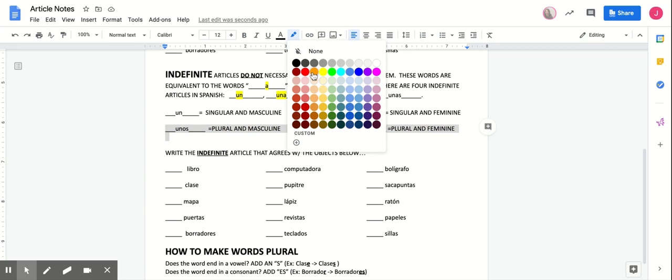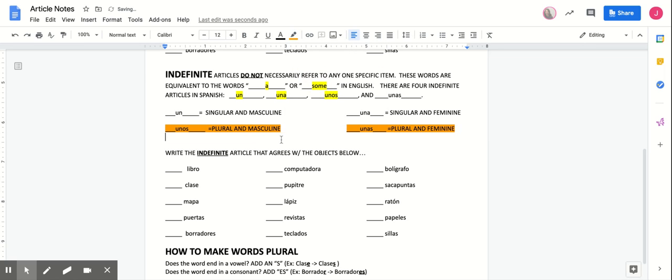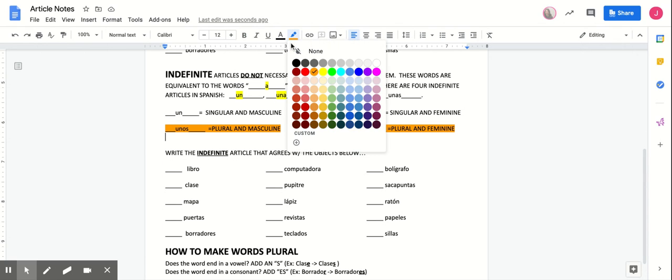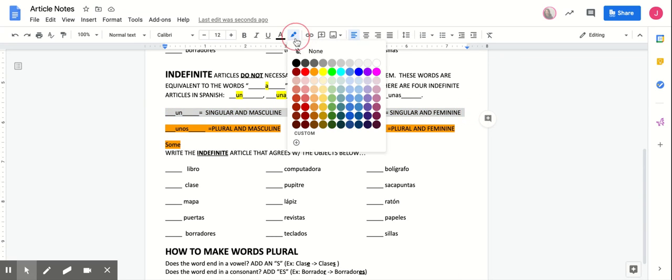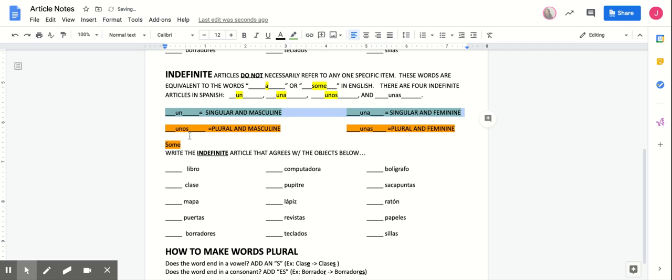All right, I'm going to go ahead and highlight these. I'll highlight them in orange because they mean some. All right, and I'm going to highlight that. Now, the ones that I'm highlighting in, let's see, let's do green. So these ones are going to mean A in English. All right, so un, una, those ones mean A. Some, those are unos and unas.